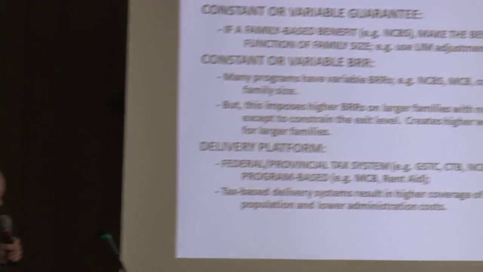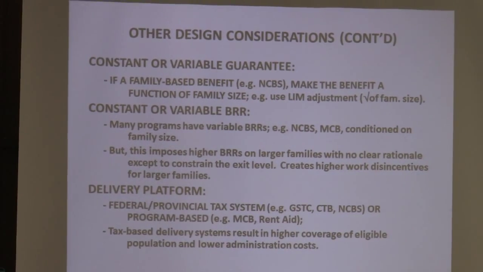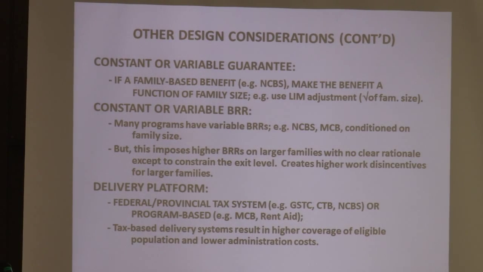Delivery platform is really important to think about. Most of the federal programs are run through the tax system. The advantage of that is virtually everybody files an income tax these days, so you don't have to worry about take-up. Take-up is almost 100%, and it's extremely efficient to administer. OAS admin costs are 0.4% of the total payouts. Welfare, 25%. So having a delivery system that minimizes admin costs is a really critical consideration, and also the coverage of the eligible population.